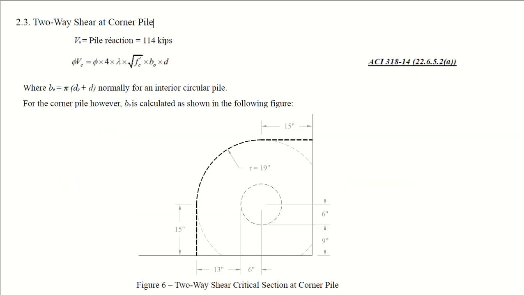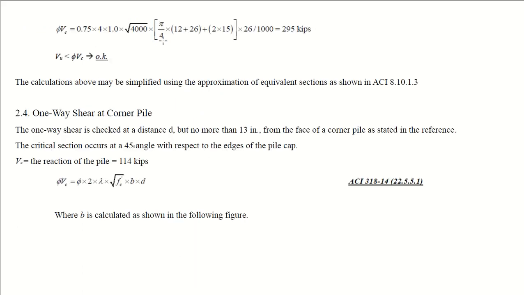For example, in this slide you saw that for the circular column, b naught is equal to pi into dp plus d. However, for the corner piles, sorry, it's not column, it's pile, in this case both are different. Since you are taking just one quarter of the circle, it will be pi by 4 into dp plus d. Pi by 4 into dp, dia is 12 and d is 26.